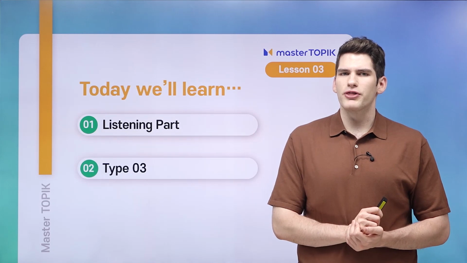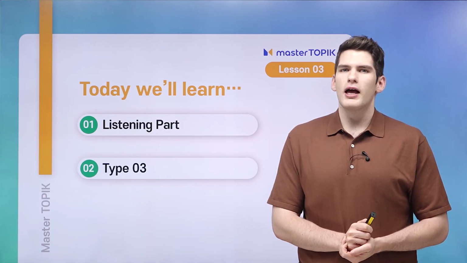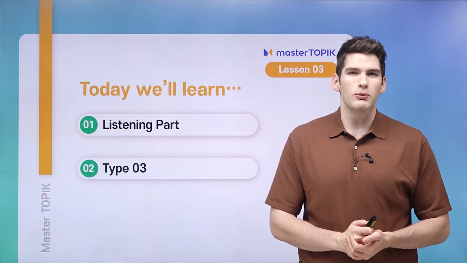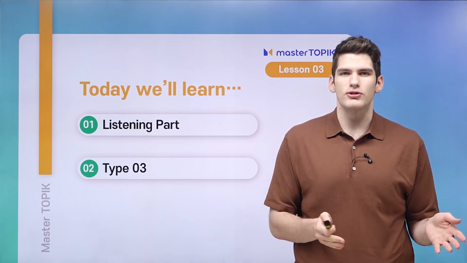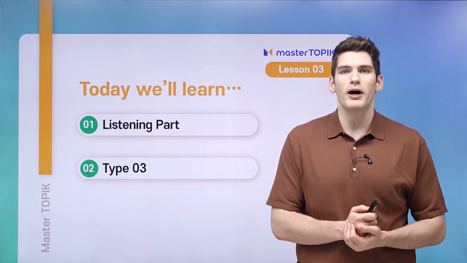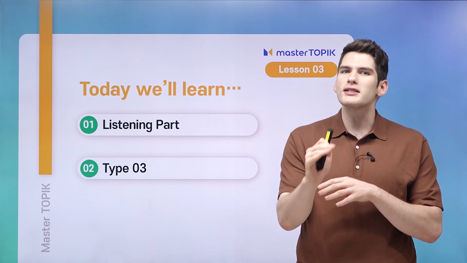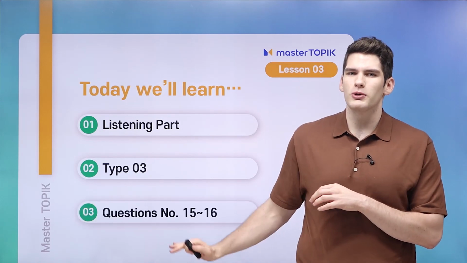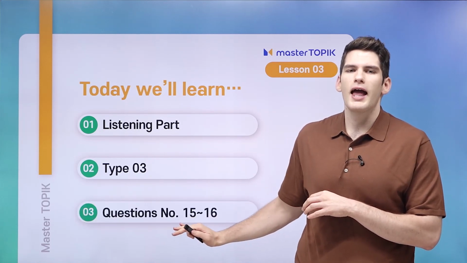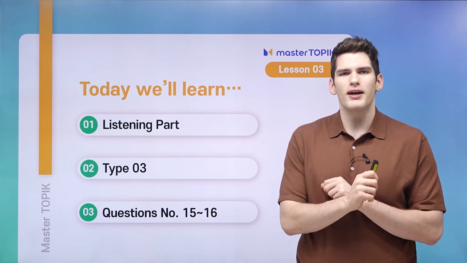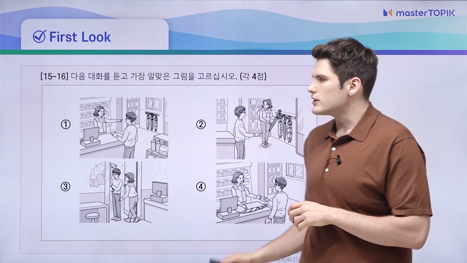So we are on our third lesson, type 3, and in the past 2 lessons we've been dealing with quite a few questions each, like 8 or 9 questions for each one. But don't worry, we're slowing things down a little bit for this one. We're only doing questions numbers 15 and 16, okay? So let's take a first look here.